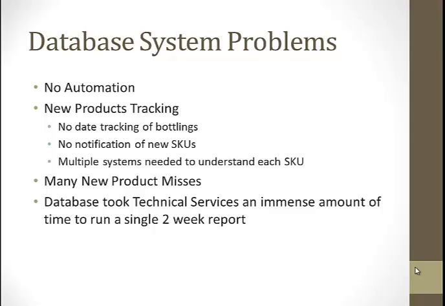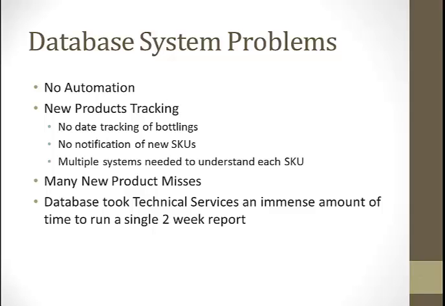This led to no new products tracking. There was no way to track bottling dates as they go through their lifespan. Also, when a new SKU hits the bottling line, there is no way for me to see it. I had to assume that everything I needed to know I found from new employees and from my meetings.